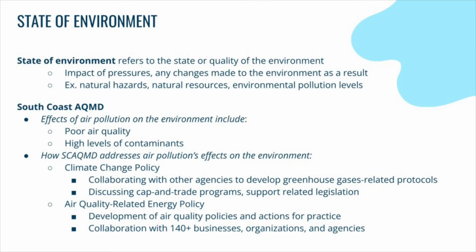The next component is state of environment. State of environment refers to simply the state or quality of the environment. Some examples of effects of air pollution on the environment would include poorer air quality as well as high levels of contaminants. As for how the South Coast AQMD addresses these effects, they have 2 policies to make note of: the climate change policy and their air quality related energy policy.